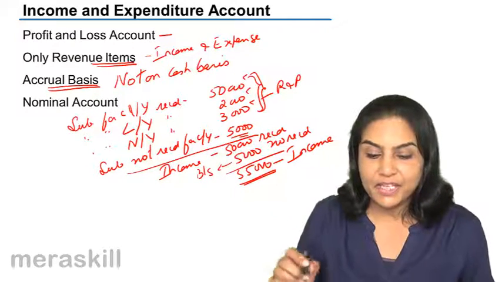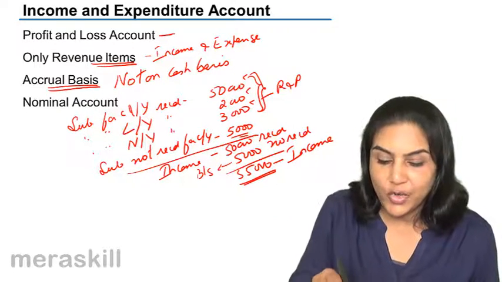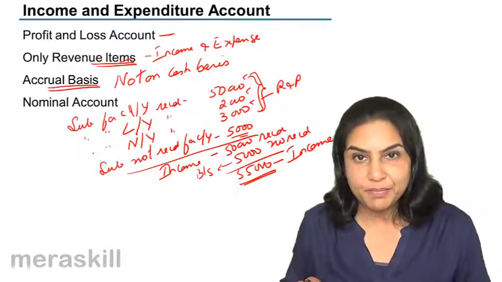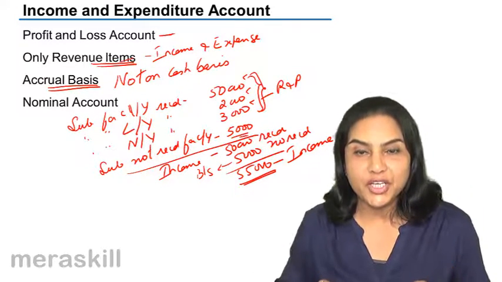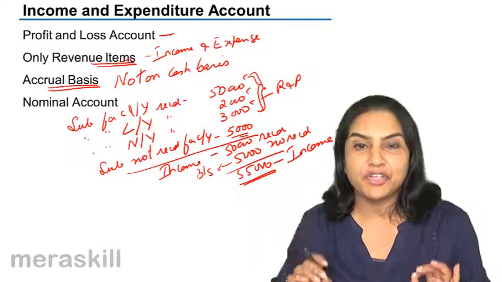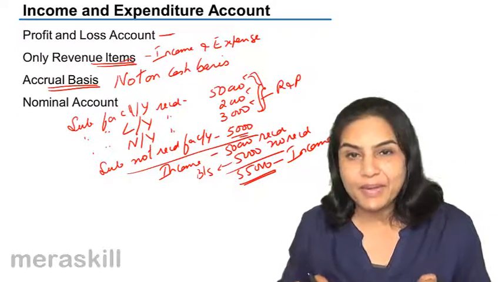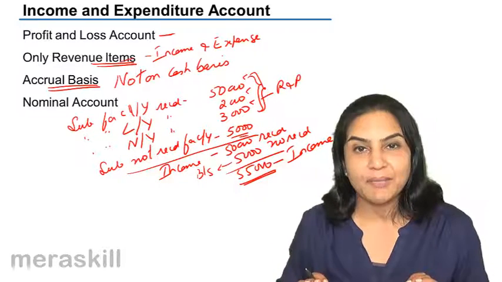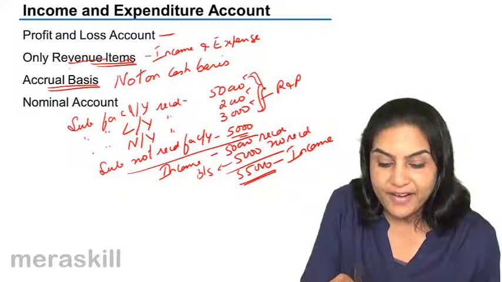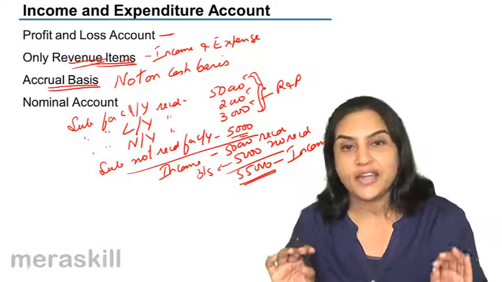So it is similar to a profit and loss account. Only revenue items will find its place. So if we purchase furniture, if you have paid cash for the furniture, that will go to receipts and payments account. But in the income and expenditure account, it will not come because it considers only revenue items, not capital items.